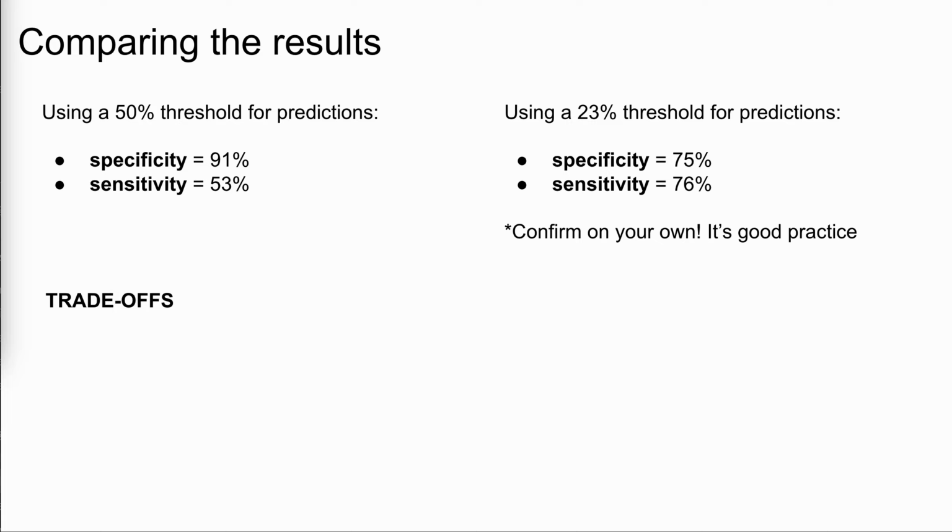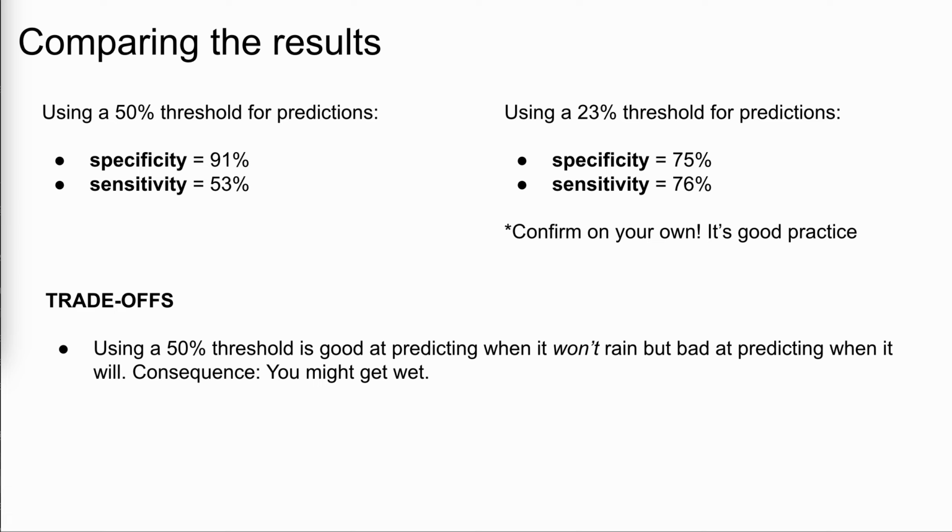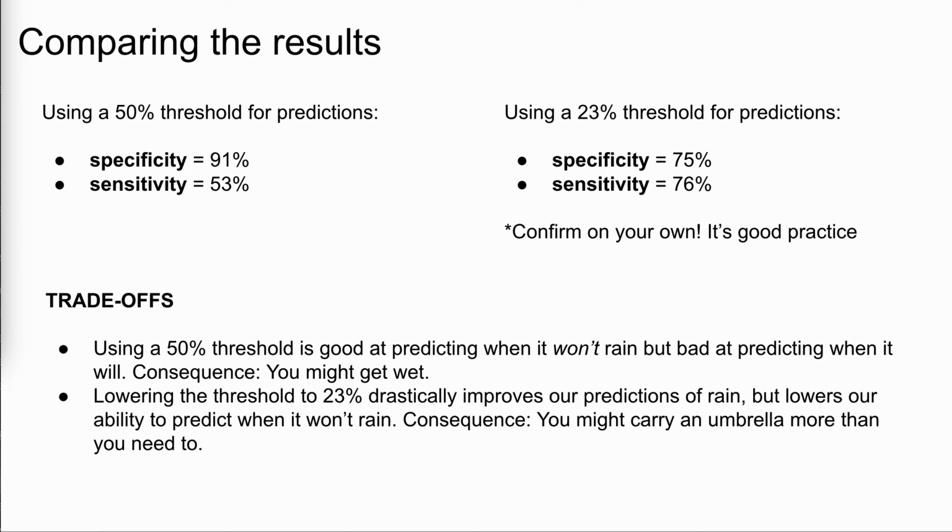These numbers illustrate some trade-offs in picking a threshold for logistic regression. Using a 50% threshold was good at predicting when it won't rain, but bad at predicting when it will. That is, it had high specificity but low sensitivity. And again, there are consequences, and here a low sensitivity means you might get wet. By lowering the threshold to 23%, we drastically improved our predictions of rain, but at the cost of lowering our ability to predict when it won't rain. That is, we increased sensitivity but at the cost of lowering specificity. Again, this has a consequence. The consequence here is you might carry an umbrella more than you need to.